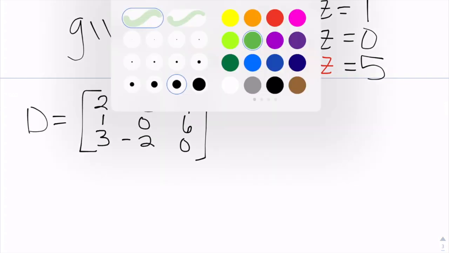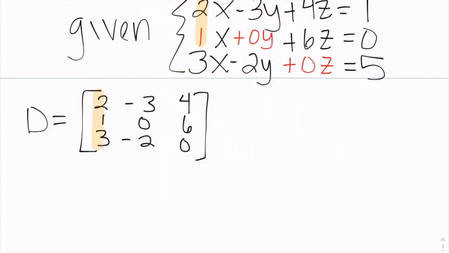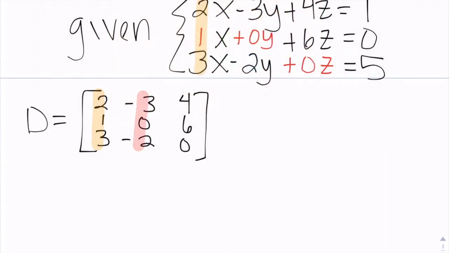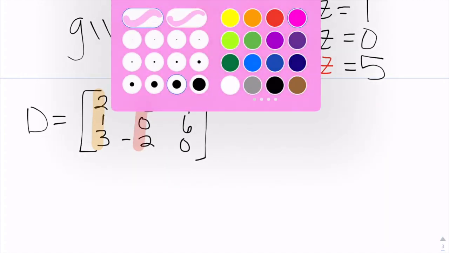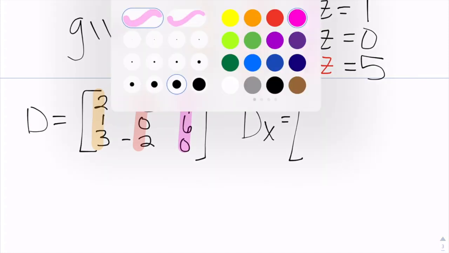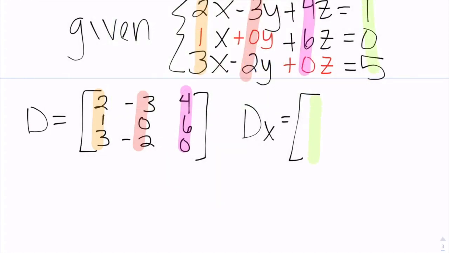And so we have here our x coefficients, our y coefficients, and our z coefficients. So now we're going to do D sub x, and we're going to replace our x coefficients with our constants over here. So that's going to be 1, 0, 5 down that, and then the next 2 columns will remain the same.